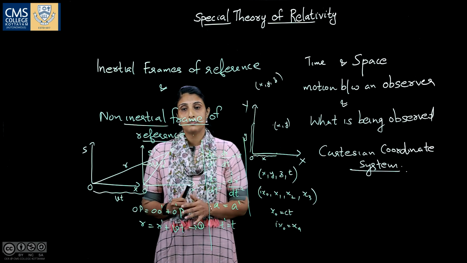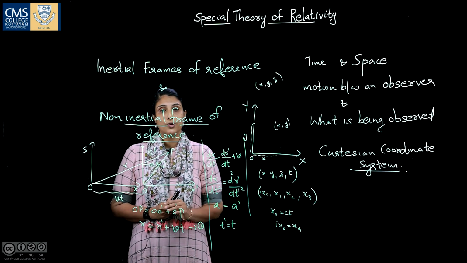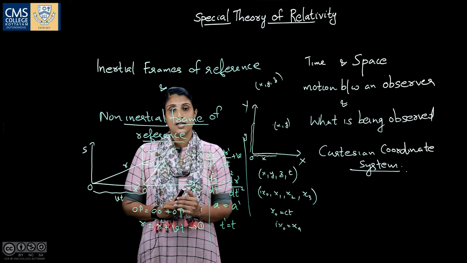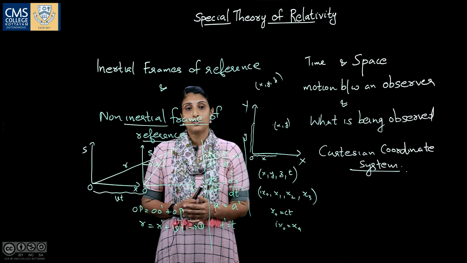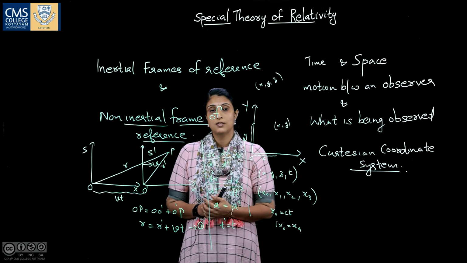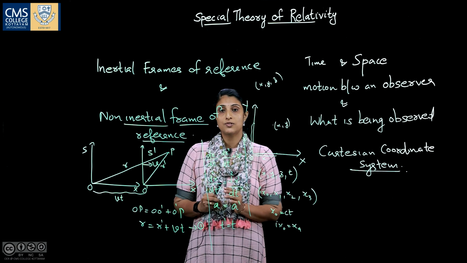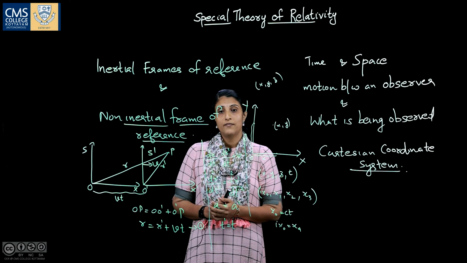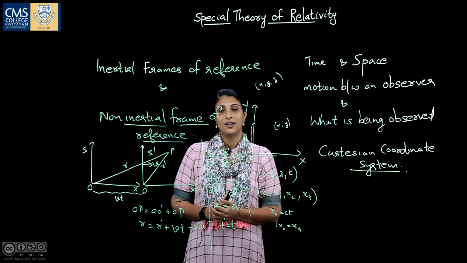So, accelerated frames of reference are non-inertial frames of reference where Newton's first and second law of motion do not hold good. Whereas in the inertial frame Newton's first law of motion holds good, and any frame of reference which moves with a constant velocity with respect to an inertial frame is also an inertial frame of reference.